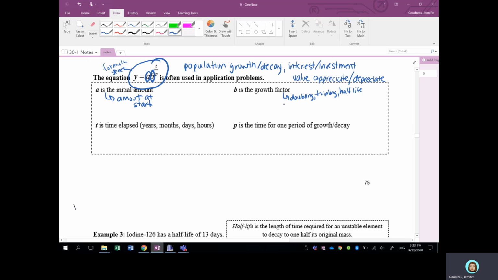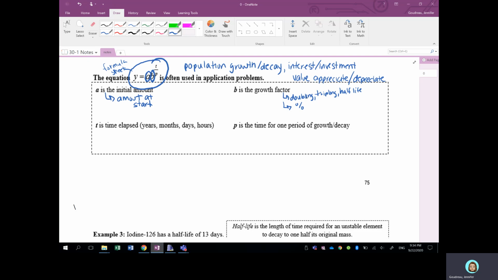Sometimes the growth factor is a percentage, especially for those interest questions and the value of objects. Usually what happens is the value appreciates or depreciates by a percentage. And so when you're given it as a percentage, you have to be aware that we're going to take the percentage, convert it to a decimal, and then be really careful about how we put that base in.